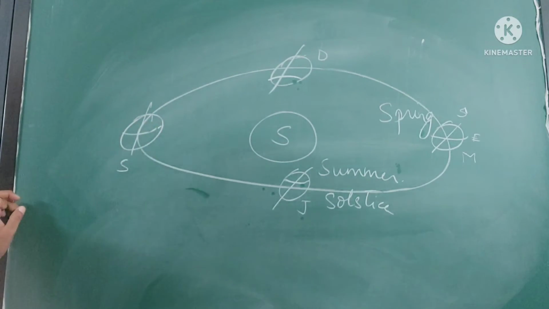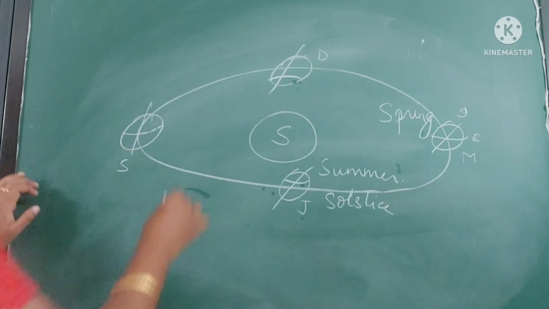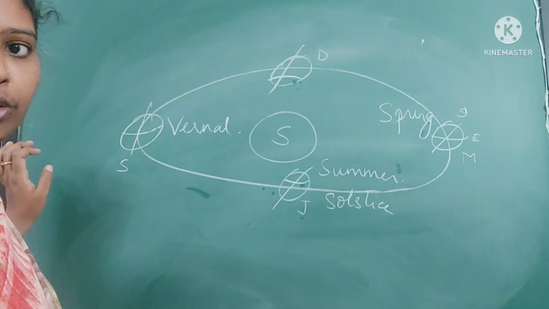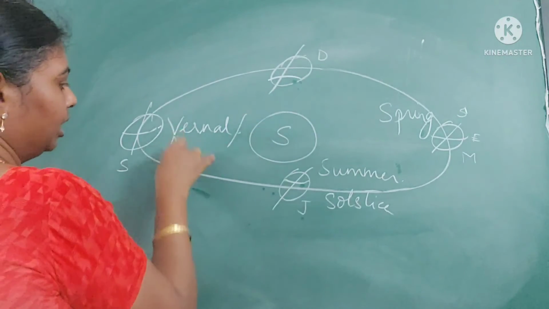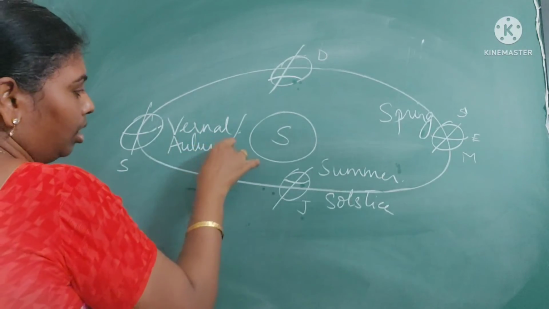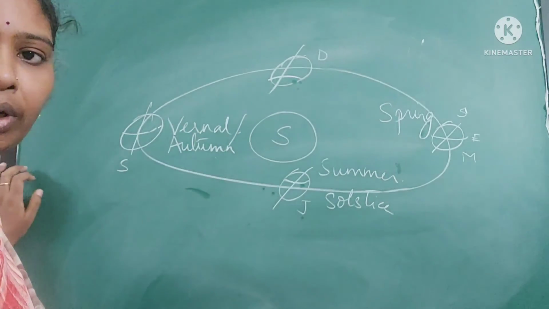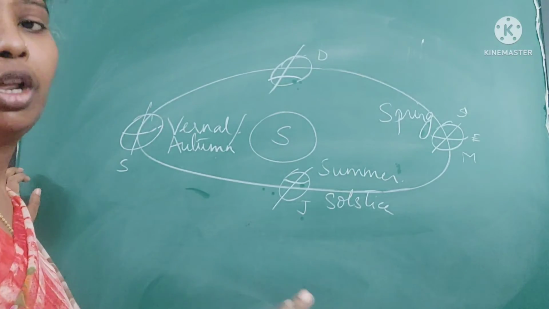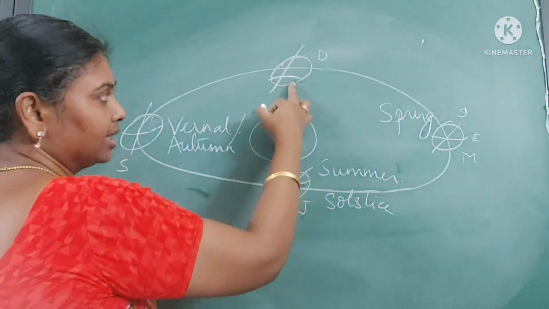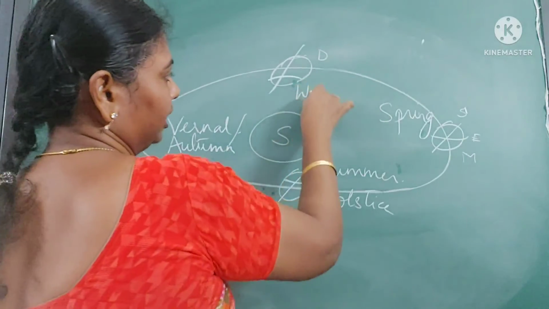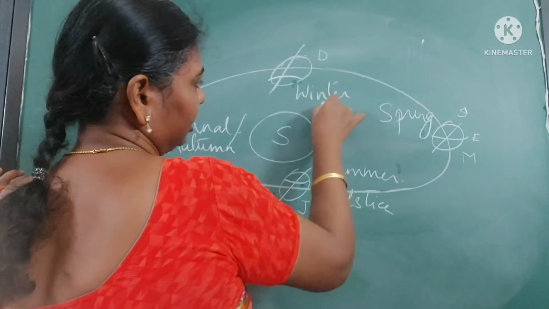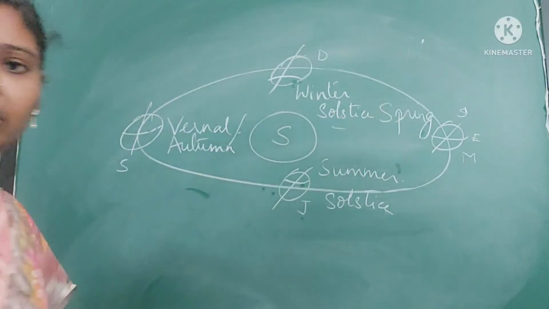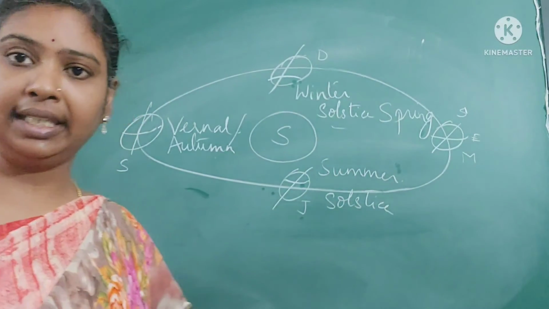Again it is an equinox here. Vernal equinox. It will be autumn for us. So it is vernal or autumn equinox. All these are with respect to the northern hemisphere. And in December we have winter, so it is the winter solstice. So we have change of seasons.